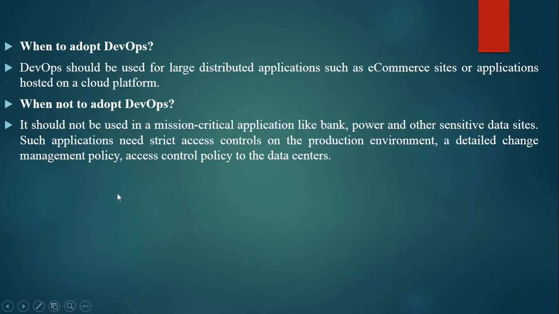Now we will discuss when to adopt DevOps. DevOps should be used for large distributed applications such as e-commerce sites or applications hosted on a cloud platform. And where should we not use DevOps? It should not be used in mission critical applications like bank, power and other sensitive data sites. Such applications need strict access control on production environment, a detailed change management policy, and access control policy to the data centers. Okay, so this is it for today's video lecture.